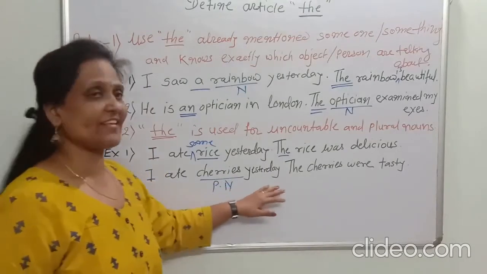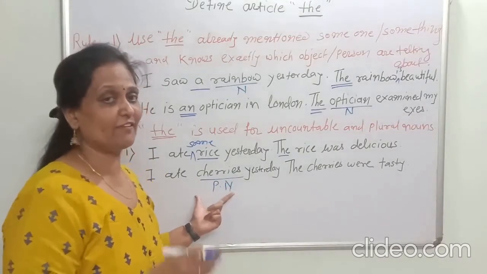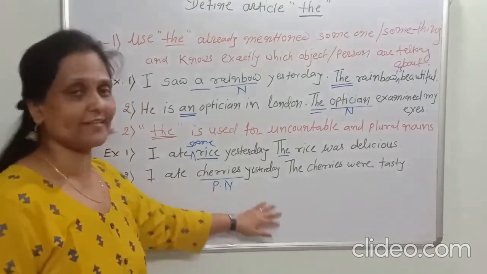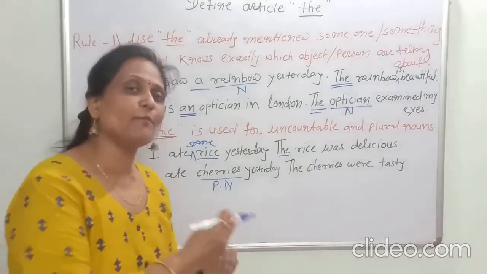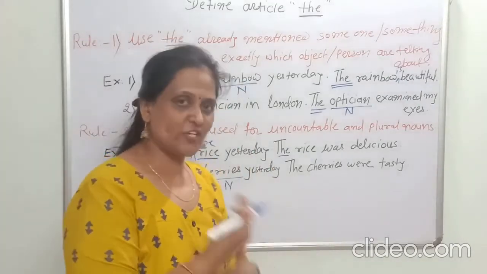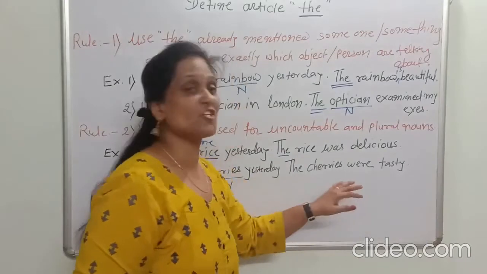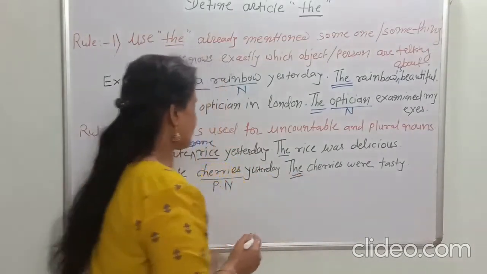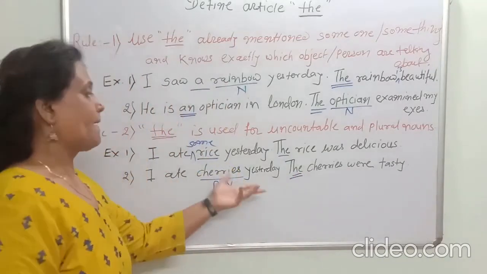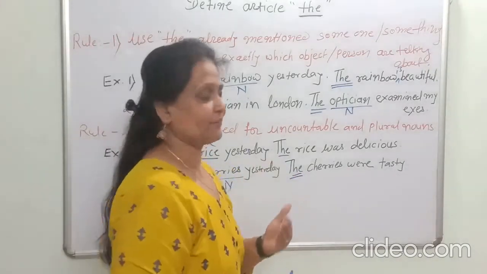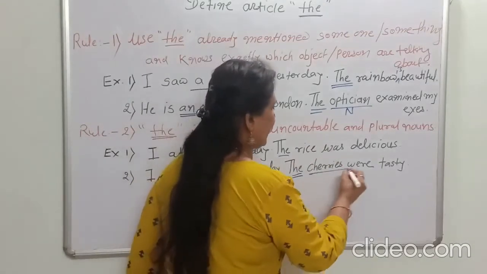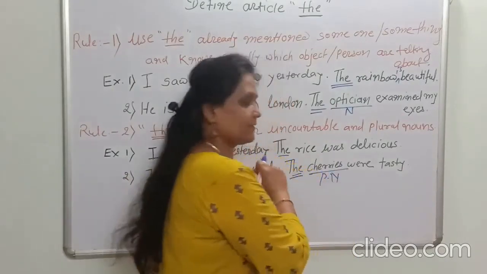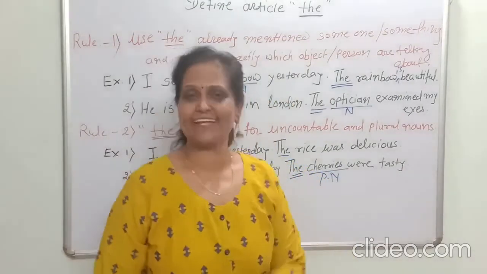I ate cherries yesterday. We are not using the the first time. We cannot write a or an here. Okay. So now we are talking about the cherries, which we already mentioned. So in the second sentence, the cherries were tasty. That's why we have to write the here, because this plural noun was already mentioned the first time. So the second time we have to write the with this plural noun. Okay. The cherries were tasty.